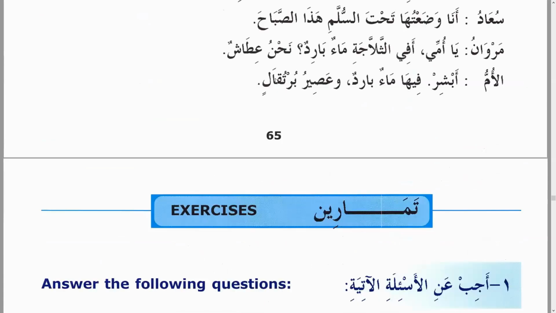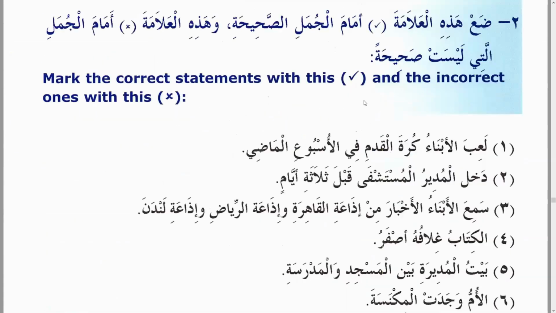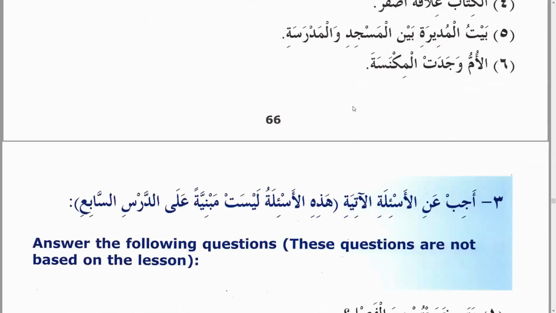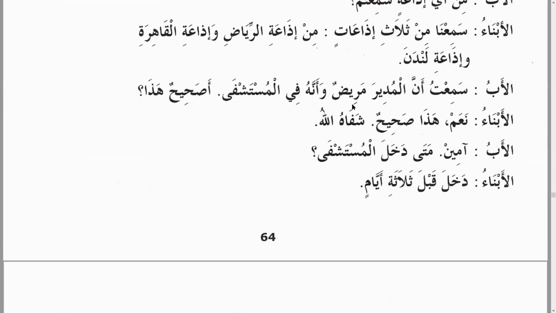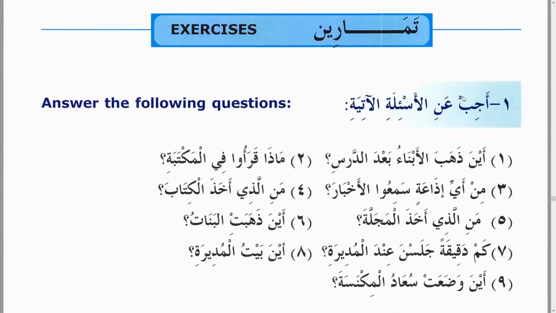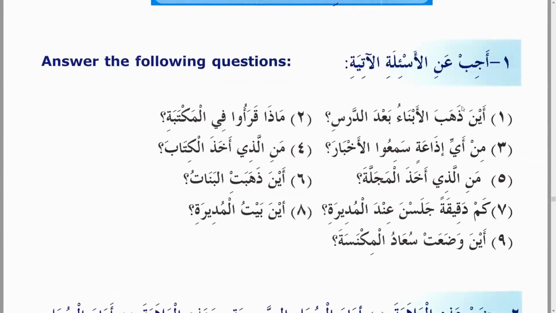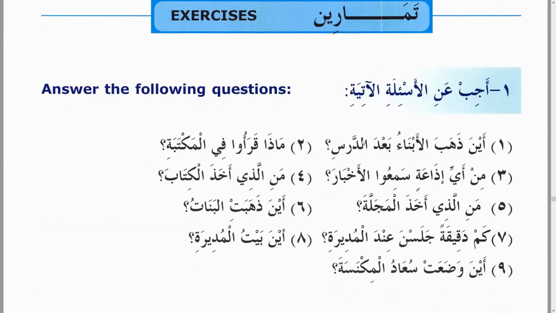So inshallah, this was it, and we'll just do these two exercises today, because it's a lot, we need to see two pages of text. We'll just do ajib an rasatil atiya. أين ذهب الأبناء بعد الدرس؟ Where did the sons go after the lesson? They went to the mal'ab. ذهبوا إلى الملعب. They went to the playground.